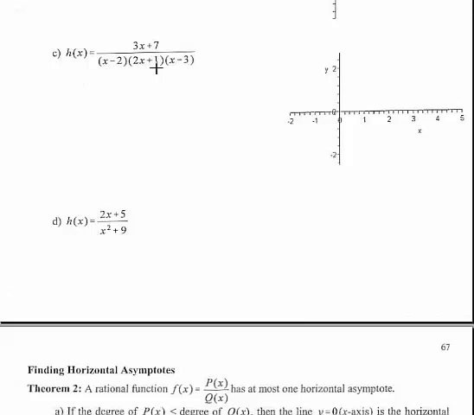H of x, the hard work is done for us. This one results in x equals 2. This one would give us x equals negative 1/2, and that factor would result in x equals 3. So it's already factored. We just take each factor, set it equal to 0 and solve the equation. We'll get 2, negative 1/2, and 3. So now we have 3 vertical asymptotes.